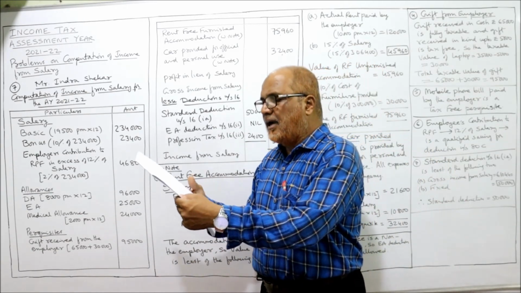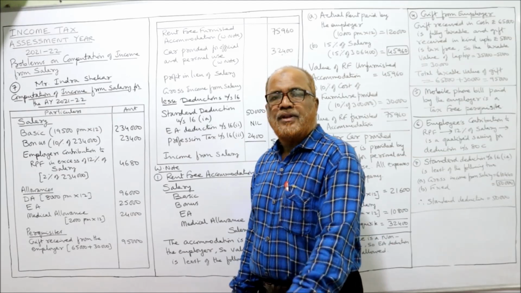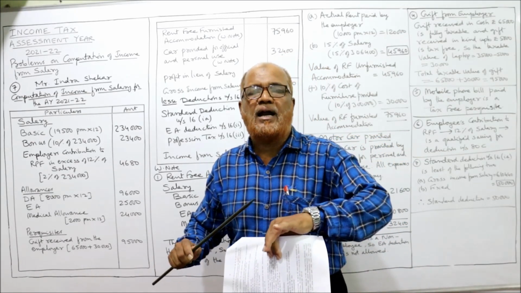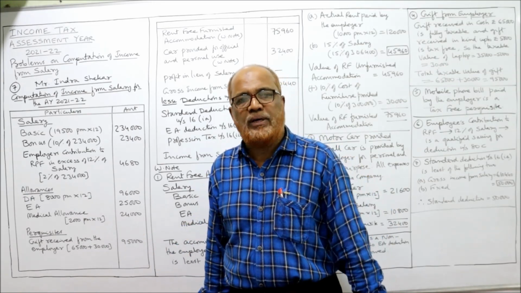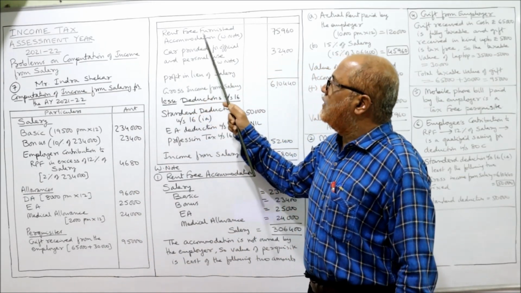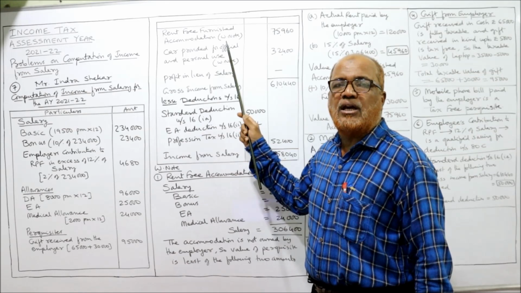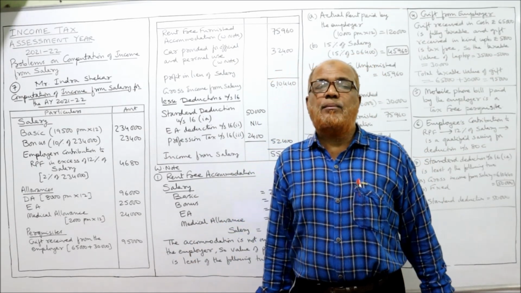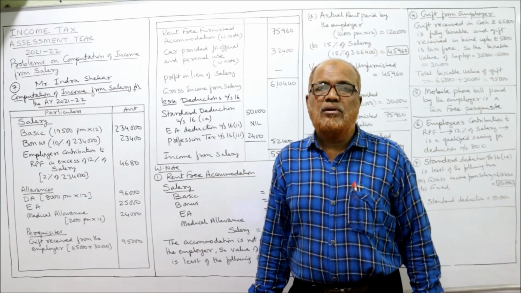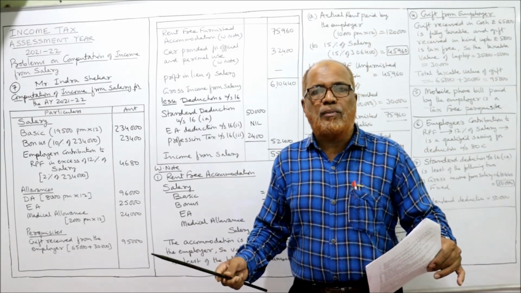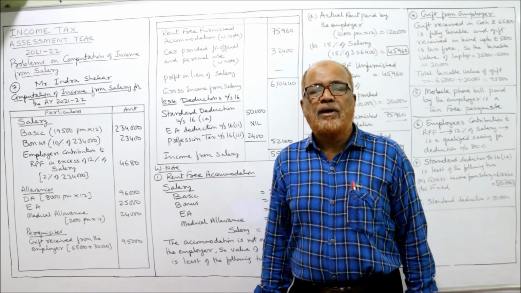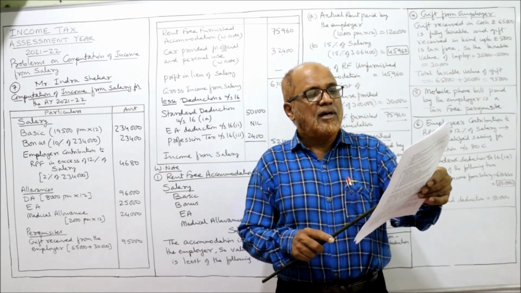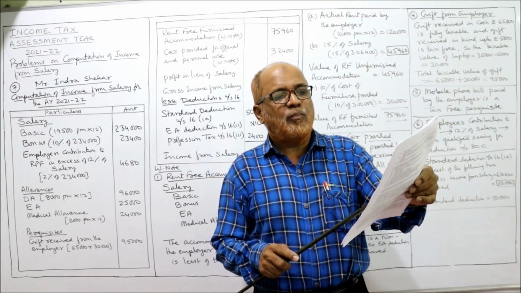Next comes rent-free accommodation. Rent-free accommodation is a perquisite which is taxable in the hands of all employees. So here, rent-free accommodation, in bracket working note. In the working note we have to find out the value. For rent-free accommodation we have to see, first of all, government employee or non-government employee. Here it is a non-government employee. Whether the accommodation is owned or hired. So see here, rent-free accommodation is provided in Pune city.